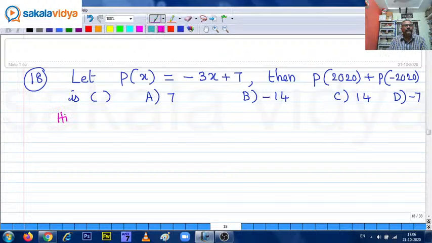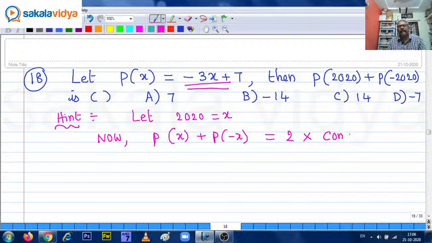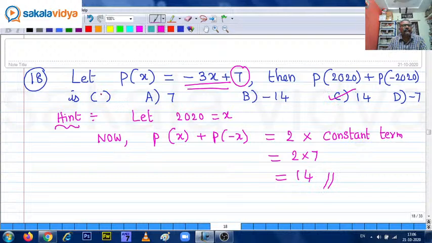So hint. It is a linear polynomial. So let us say this 2020 equals to x. Now we need to find p of x plus p of minus x. That is equal to, what is the tip? 2 multiplied by constant term. What is the constant term here? 7 is the constant term. 2 times 7 is 14. So C is the right option. Are you following?